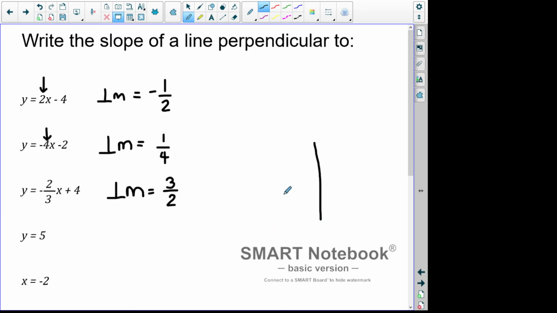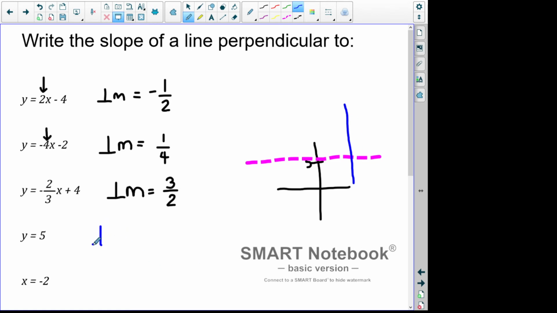If I were to graph this line, y equals 5, my line is going to be a straight line that goes right through that. All the y values are going to be 5. So if I was looking for a line that was perpendicular to it, a line that was perpendicular to it is going to be a vertical line. This is a horizontal line. A line perpendicular to it is going to be vertical. And so a vertical line has a slope of undefined.